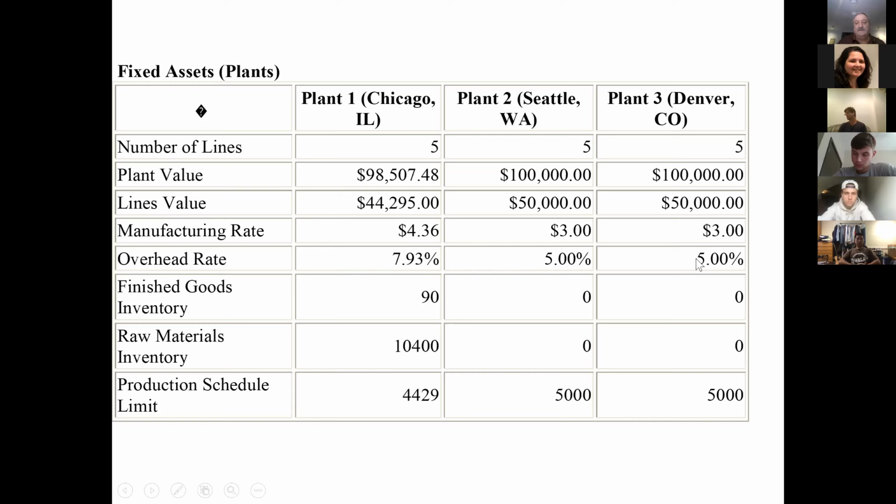The overhead rate, this is what you pay for electricity and employee benefits and all that stuff. That also goes up just like manufacturing rate unless you invest in things like cost control programs, which can make it go down. In this particular case, you have 90 units of finished goods in Chicago and none at the other two plants. You have 10,000 units raw material, none at the other plants. And you have a production schedule limit.